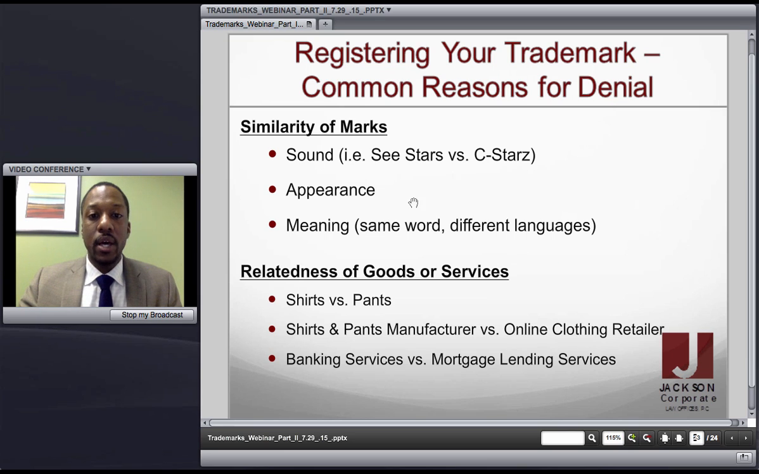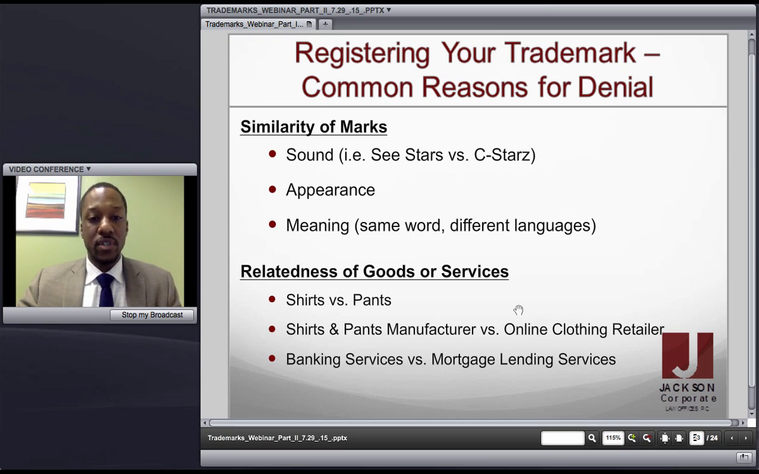For sound, you see we have C stars and C stars. Sound is one of the important aspects of pushing a trademark through. The USPTO is very adamant about not creating confusion in the marketplace. So even if your trademark sounds the same as a different trademark but is spelled differently, that could be grounds for having your application denied.